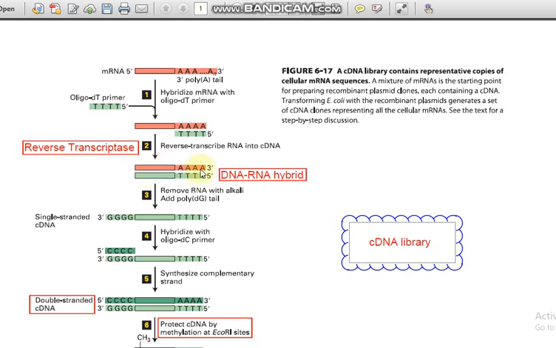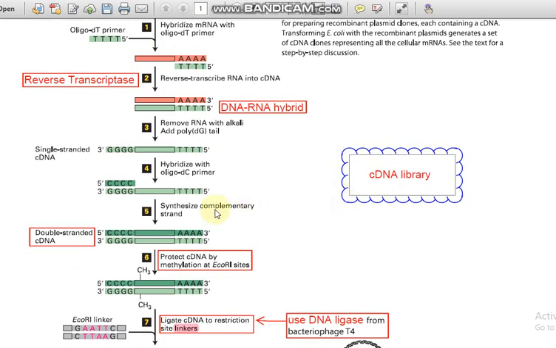Now we remove the RNA from this DNA-RNA hybrid. After removing this RNA, we obtain a single stranded complementary DNA. We add a poly G tail at the 3' end. This is the 5' end where oligo dT was added. Next, we hybridize an oligo C primer complementary to this oligo G structure. Now a complementary strand is synthesized, and this is double stranded complementary DNA.